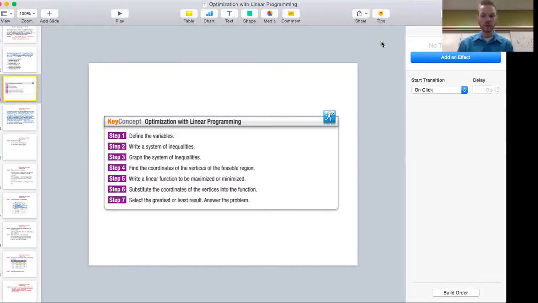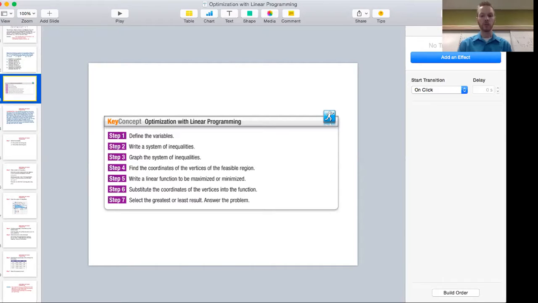So right here, if you're a person who likes things written out in steps, these are the steps that you can take to solving these guys. First, define your variables. It doesn't have to always be X and Y. I want to be very clear with that. You can use other variables to represent things. It just depends on the problem, and you'll see that in this example coming up. Write a system of inequalities, graph the system of inequalities, find those critical points, that's the feasible region, write a linear function that's going to be optimized, max or min, substitute them into the function, and then find the result, okay? Figure out what it is.